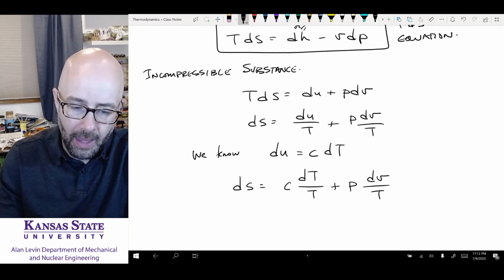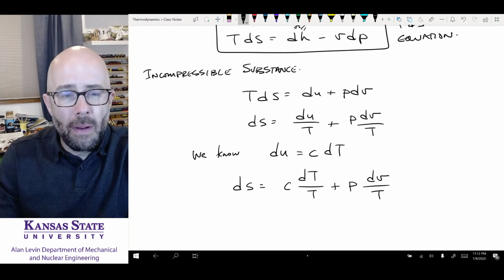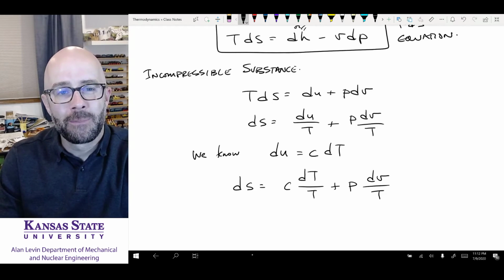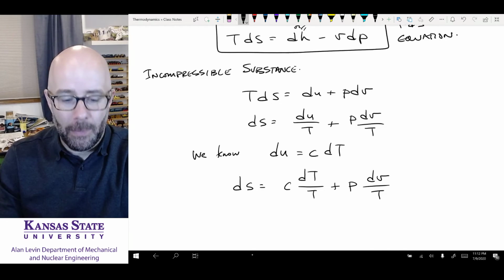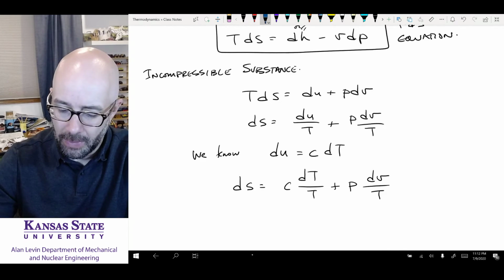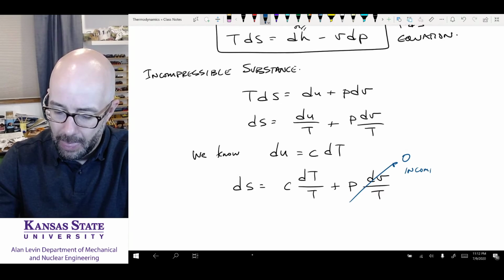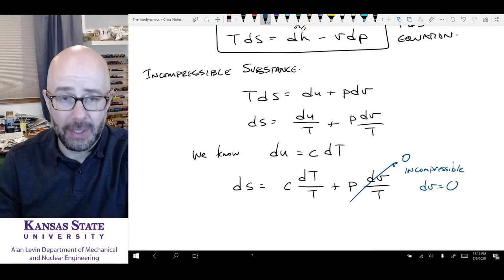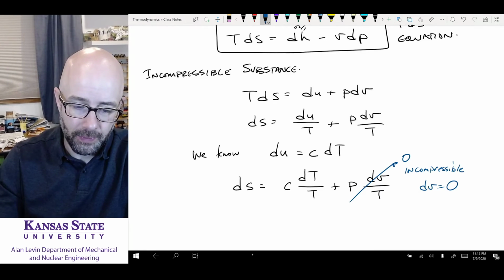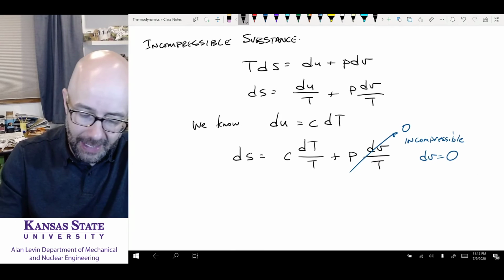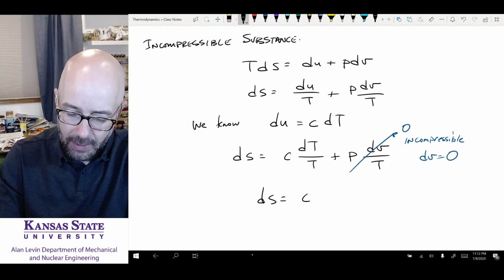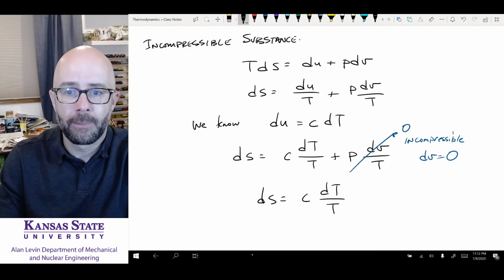Okay. Now, remember what happens with the incompressible substance? It can't be compressed. So what is our dV? Change in specific volume. This term is all going to go to 0 because it's incompressible. And dV, the change in specific volume, is going to be 0. So now we're just down to ds is equal to specific heat times dT all over T.